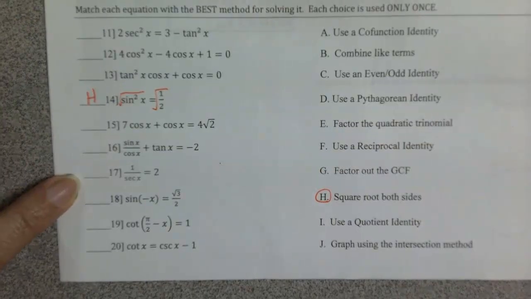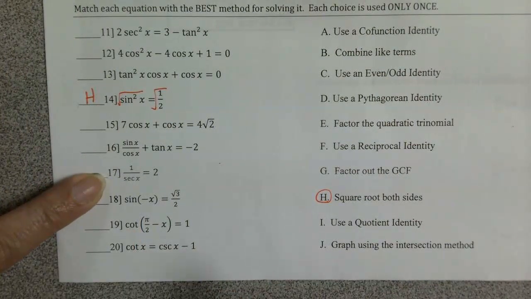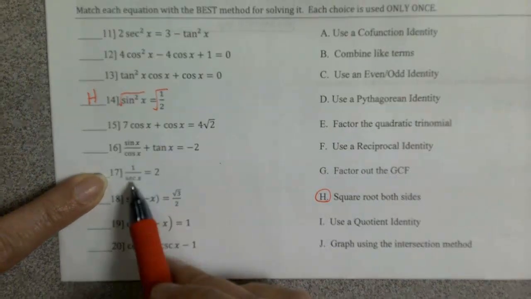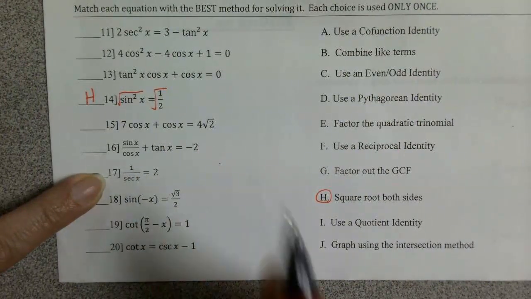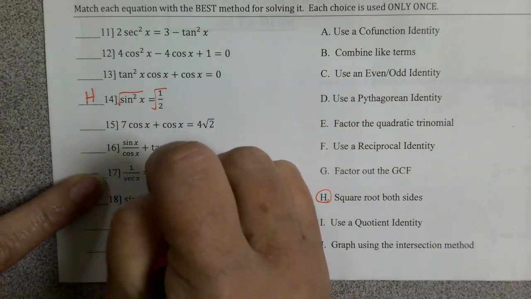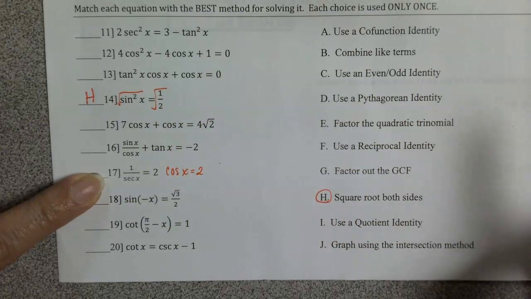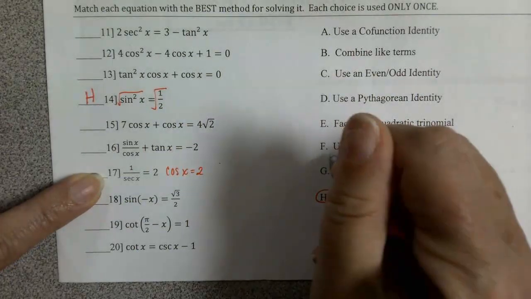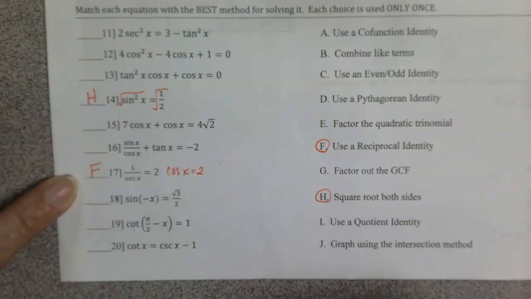If we look for another one that looks easy, number 17, 1 over secant of x equals 2. That's a reciprocal identity. 1 over secant of x is the same as the cosine of x, which would be equal to 2. And using a reciprocal identity is option F.